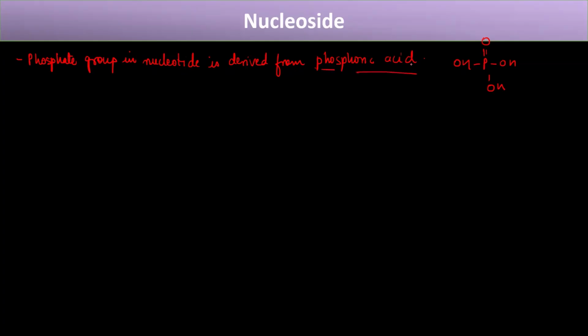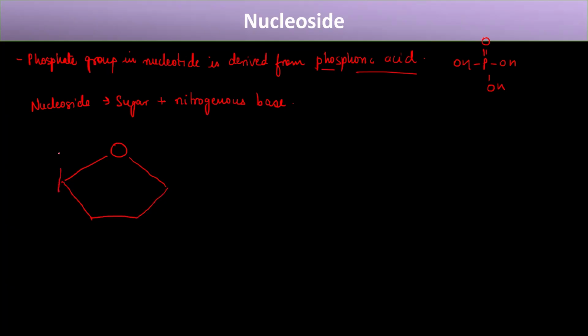Now, let's move to the nucleoside. So what do we have in the nucleoside? We know that nucleoside comprises sugar plus nitrogenous base, right? Now, let's draw the sugar. And we know what that sugar is? That is ribose sugar or deoxyribose sugar. But both are 5 carbon, right?